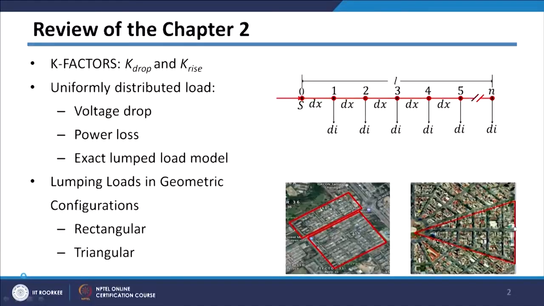Then we have seen uniformly distributed load and their modeling, means if there is uniformly distributed load, how we can find the lumped model of them to find out the voltage drop and power loss. These are the approximate values of voltage drops and power loss. Then we have seen the exact lumped model of uniformly distributed loads. After that we have seen lumped models for various geometrical configurations, particularly rectangular and triangular configurations.